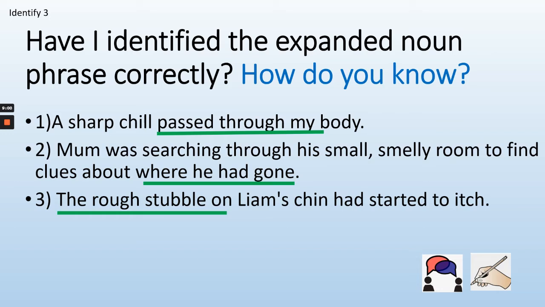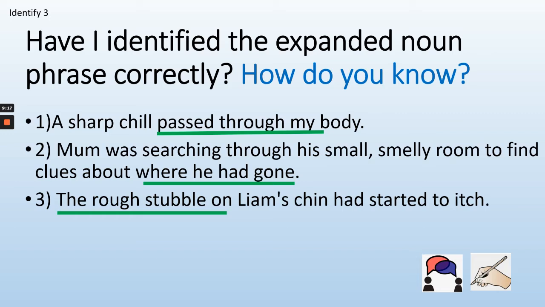Okay, let's have a look. A sharp chill passed through my body. Mum was searching through his small, smelly room to find clues about where he had gone. The rough stubble on Liam's chin had started to itch. So have I identified the expanded noun phrases? In number 1, a sharp chill passed through my body.